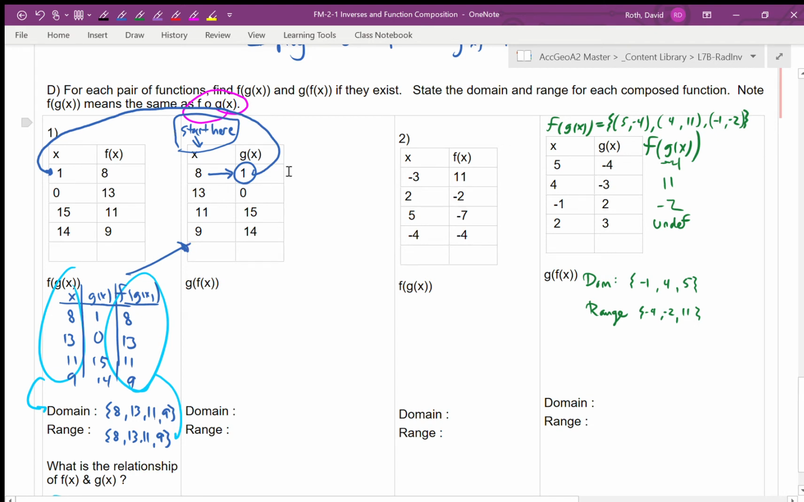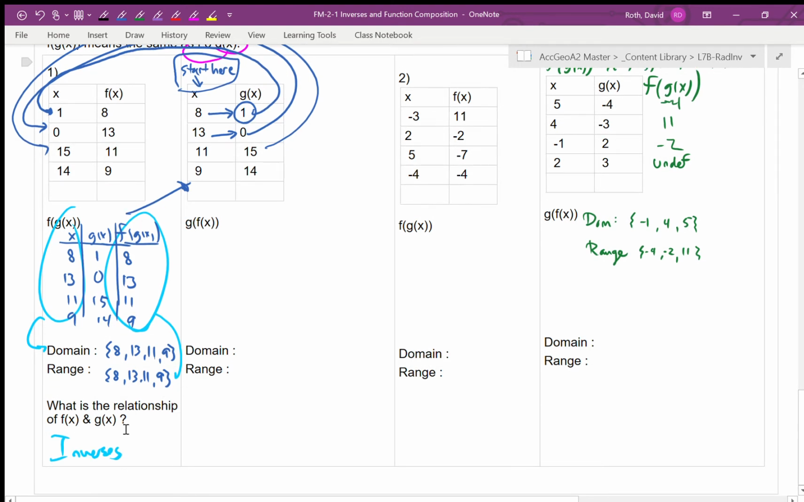13, I plug 13 in for x. I get a 0. 0 is also defined over here, and 0 yields a 13. 11 yields a 15, and 15 comes out with another 11 again. So an 8 gets plugged in and I end up getting an 8 out after the whole process. 13 to 13, 11 to 11, 9 to 9. And as you get down to the end of this thing, you say, hey, that's what an inverse does. I plug x in, I get x out. You can also check it the other way around.